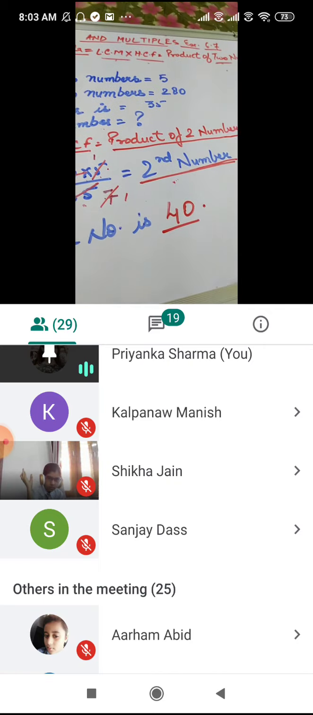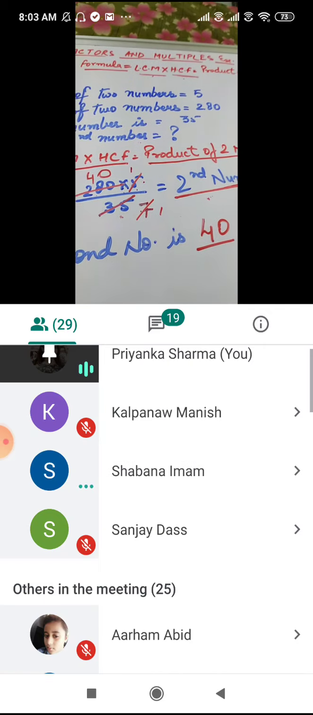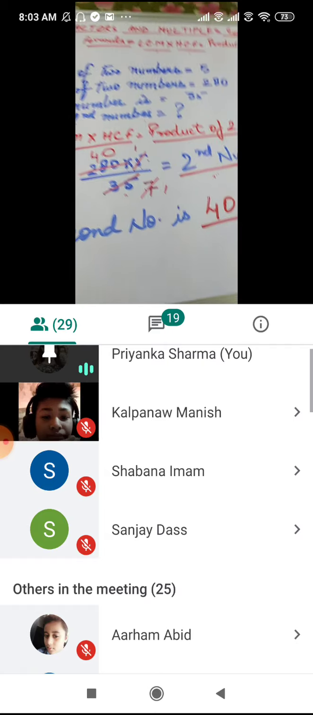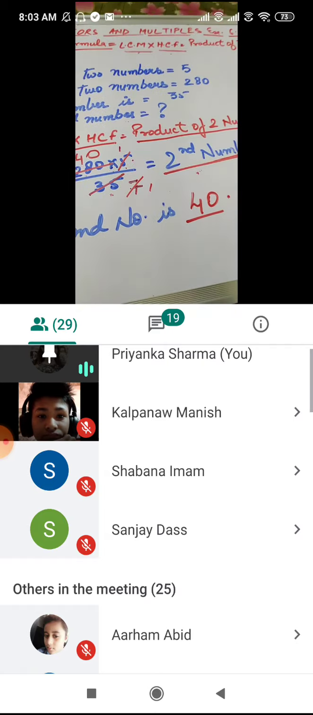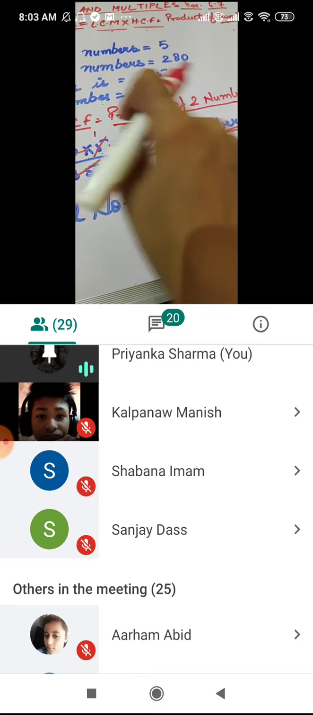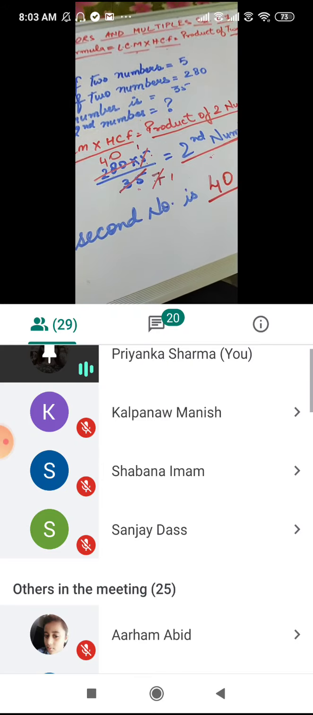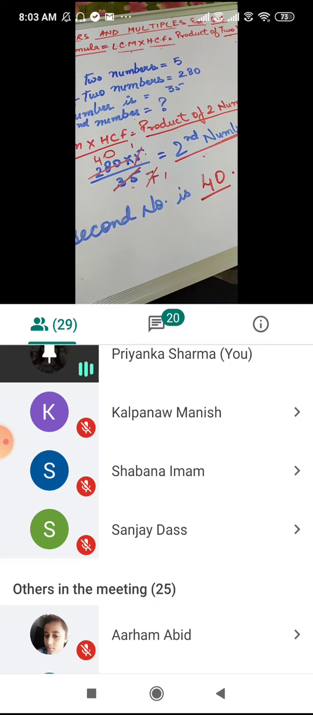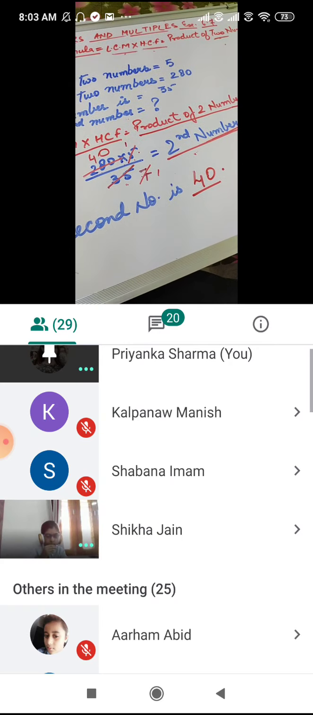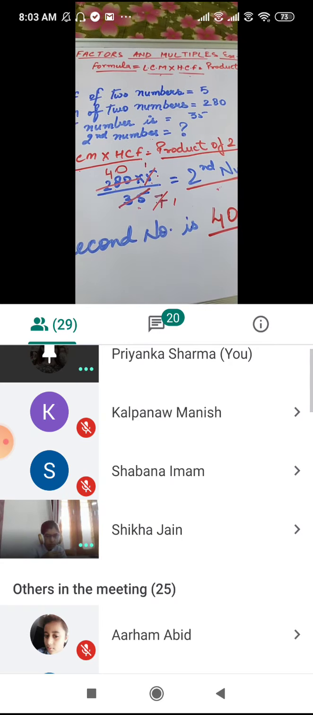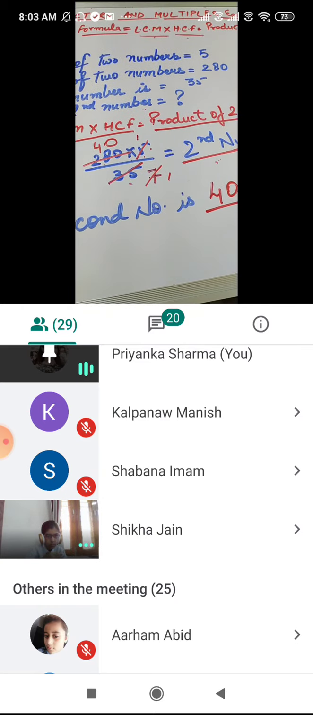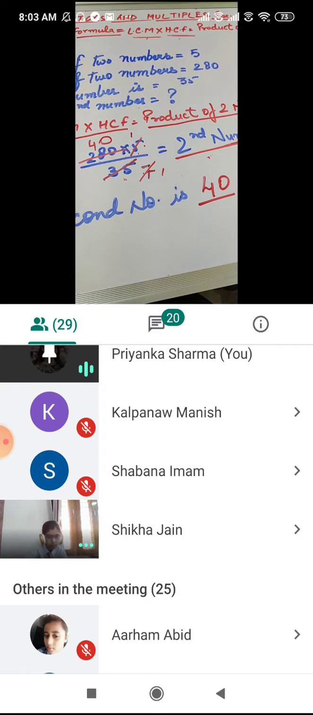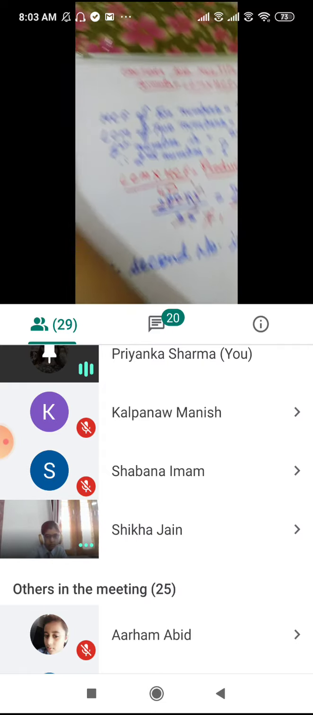Is it clear? The only thing you have to keep in mind is you have to know the formula, and then to find the second number we have to divide the LCM and HCF by the first number. Okay, clear? I'm going to give you the PDF also, and if you have missed something you can see it again on YouTube. Let's come to question number 2.